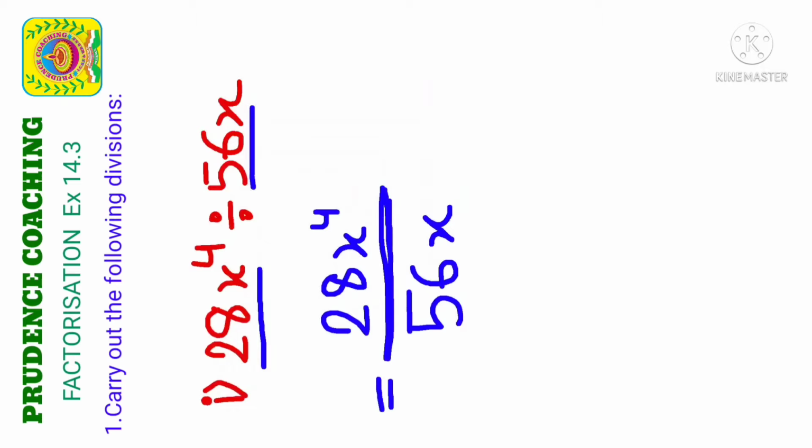After this, you need to find out whether there is any HCF of the numbers given. As you know that 28 ones are 28 and 28 twos are 56. So we can cancel it like this. Now, as you can see, we have x to the power 4 in the numerator and in the denominator we have x, that is x to the power 1.